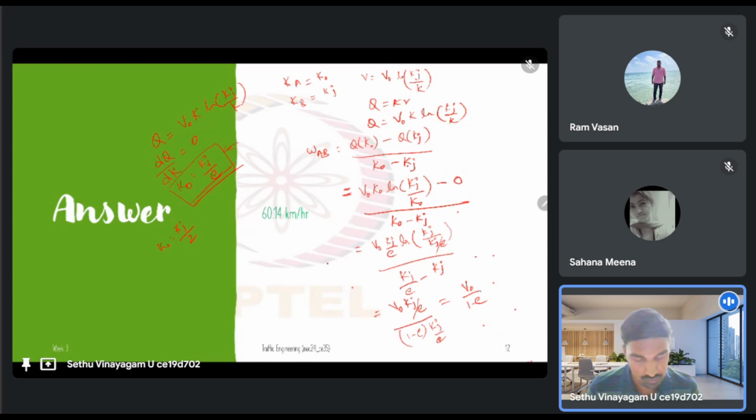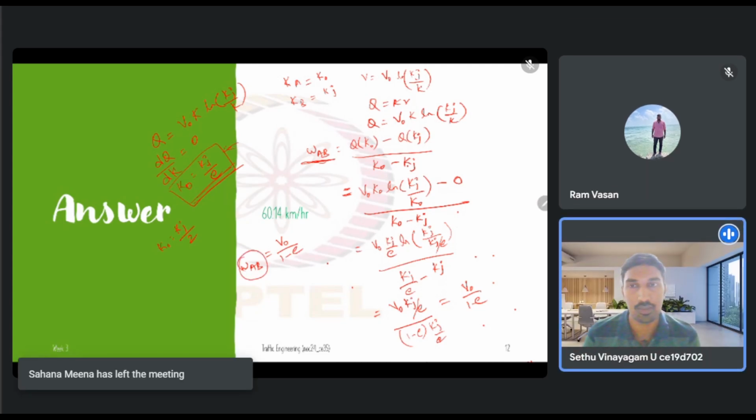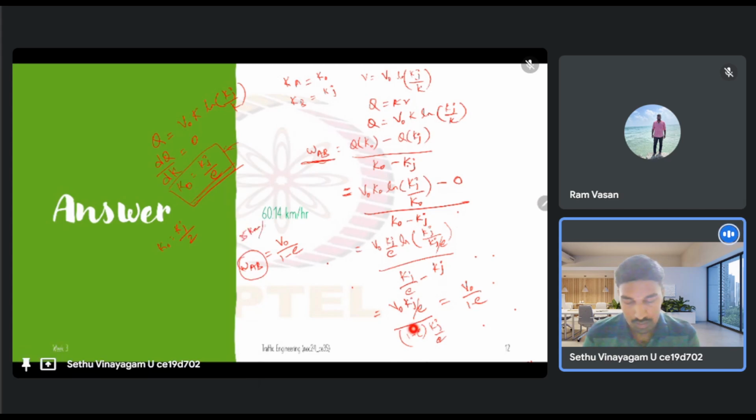So what is this V0 by 1 minus E? It is nothing but the stream speed. That's what we have derived till now. So WAB is V0 divided by 1 minus E, where V0 is what we want to find, the stream speed at the optimal density or the maximum flow. And we know what WAB is, that is given to us. That is the stream speed, which is 35 kmph. But can we put 35 directly here?